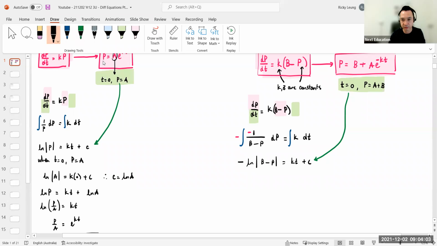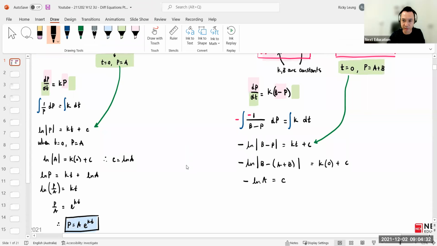So now, once we get there, sub that in. You get ln, now when t is zero, p is a plus b. So b minus a plus b equals zero. Let's just sub it in. Now in this case, b is cancelled, and then it's absolute. So ln a equals c. Let me just check that. Yep, that's fine. So once I've got that, I'm going to sub it back in.